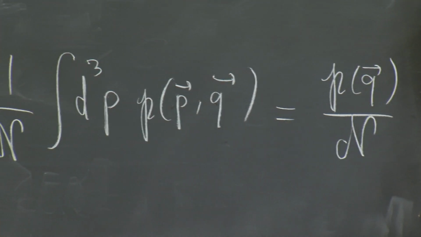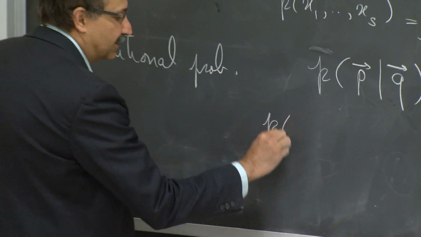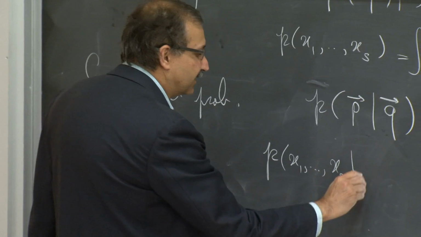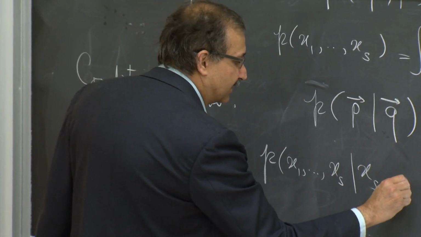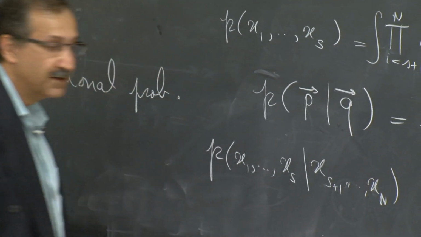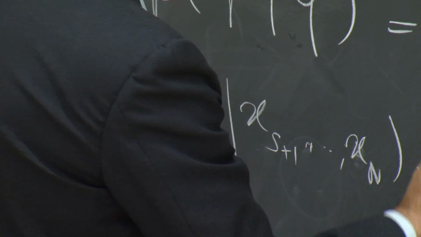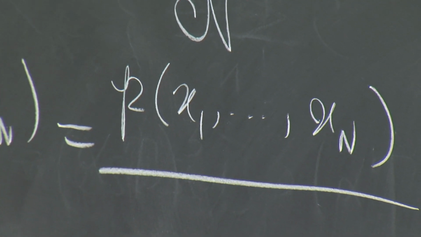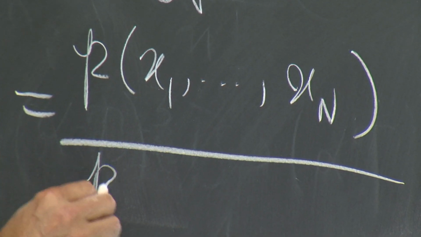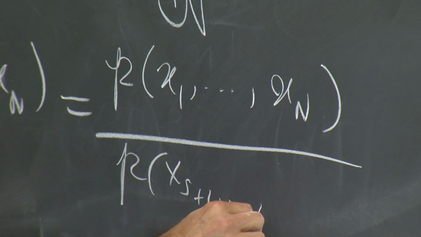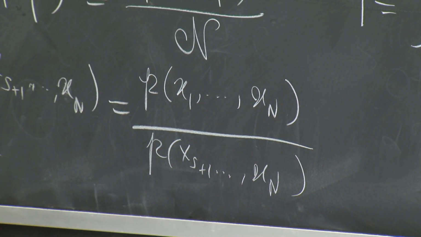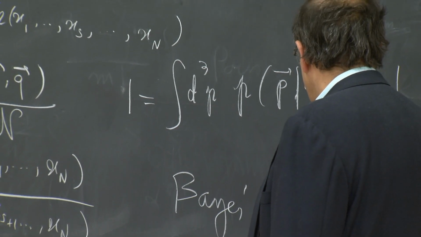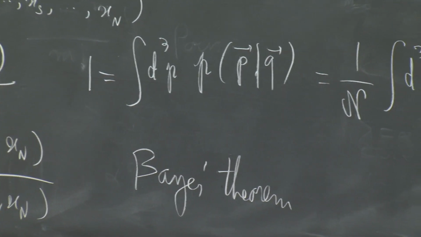So most generally, we find that the probability to have some subset of variables, given that the location of the other variables in the list are fixed, is given by the joint probability of all of the variables, x1 through xn, divided by the unconditional probability that applies to the parameters that are fixed. And this is called Bayes' theorem.